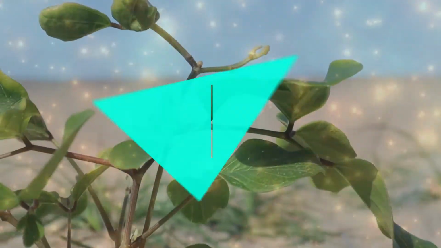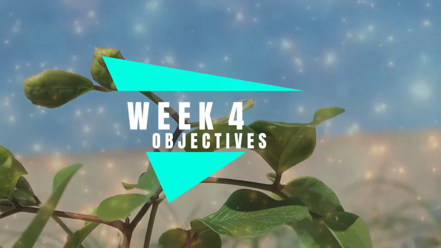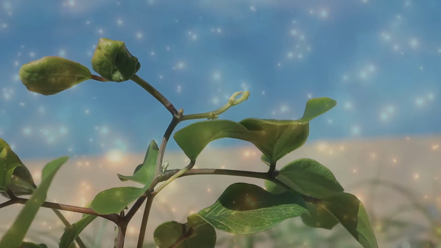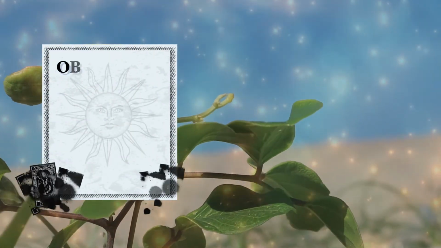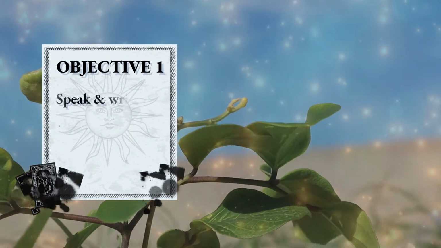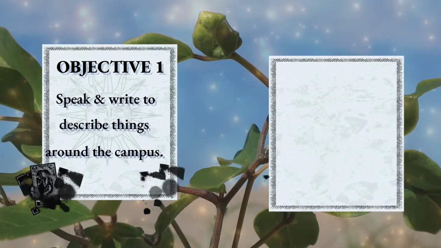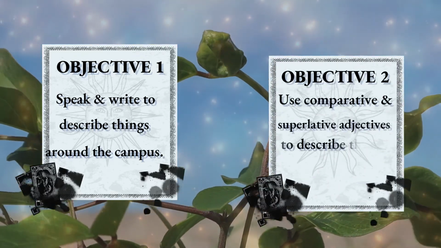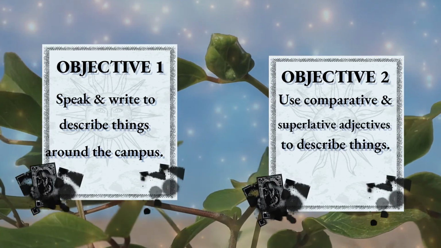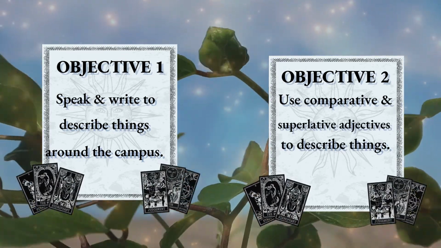Alright, so these are the objectives for week 4. Objective number 1: speak and write properly to describe things around the campus. And objective number 2: use comparative and superlative adjectives to describe things.